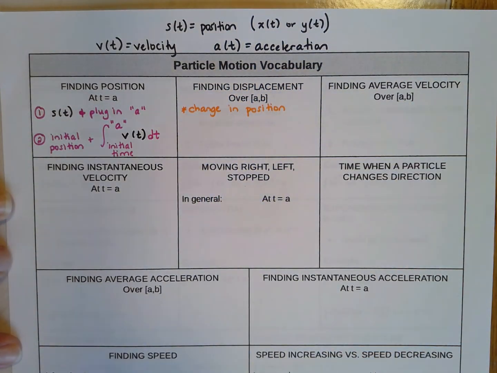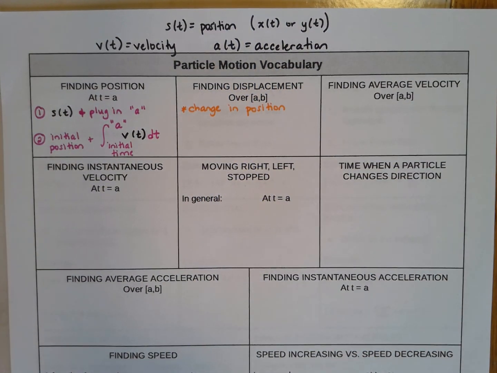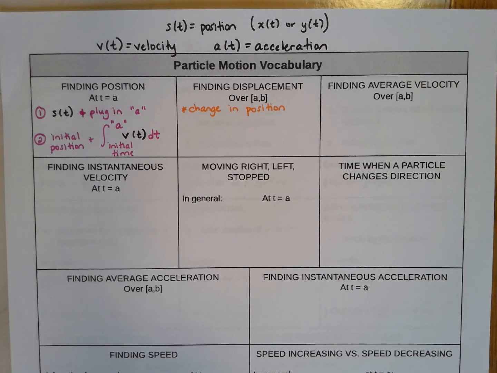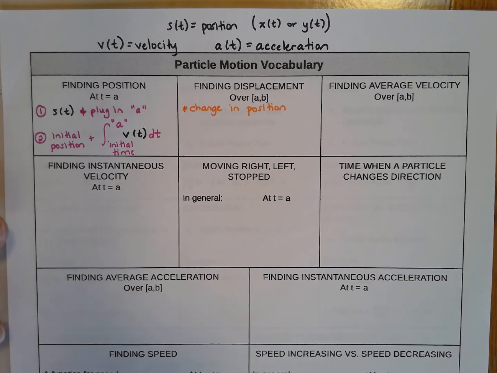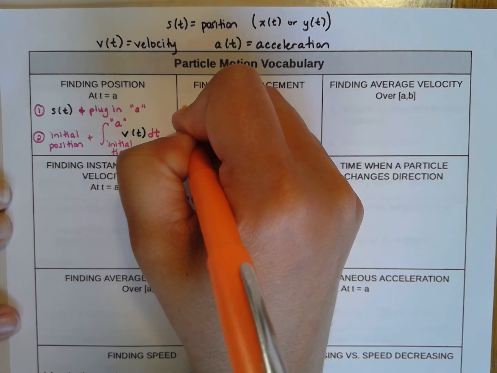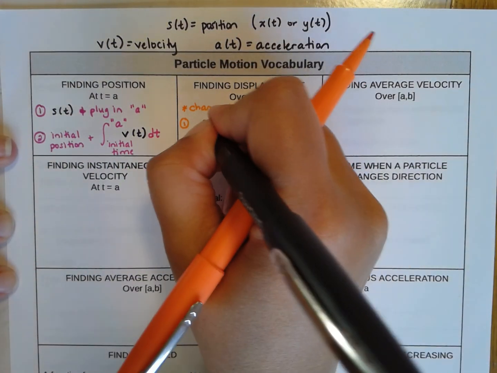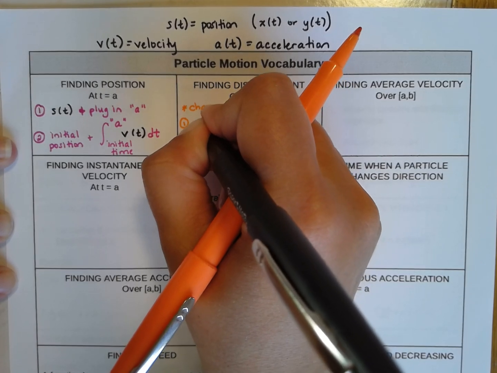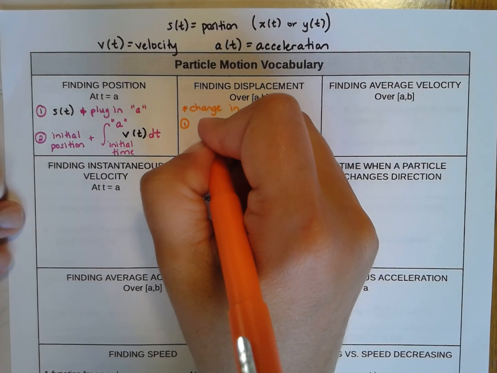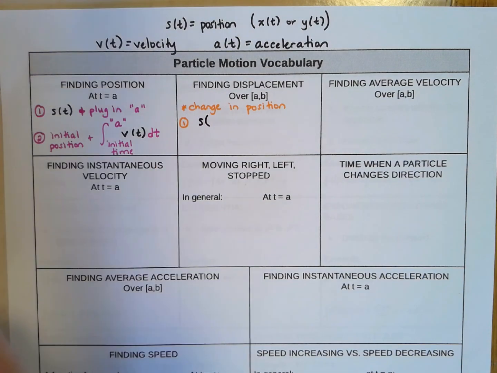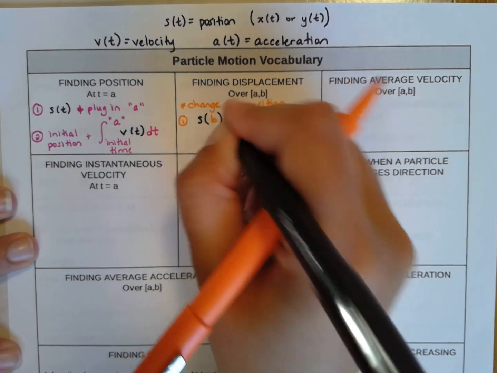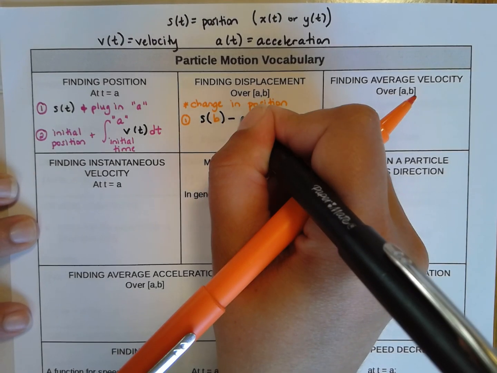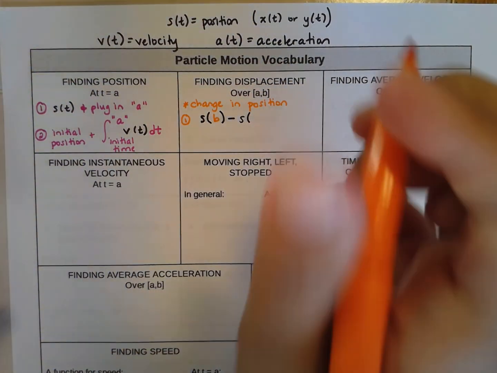So instead of being asked to find displacement at a certain time, it will be over an interval of time. So it'll be from A to B. There are, again, two ways to do this. Option number one is to use your position function and you find the position at B, so your ending position, minus the position at A, your initial position.